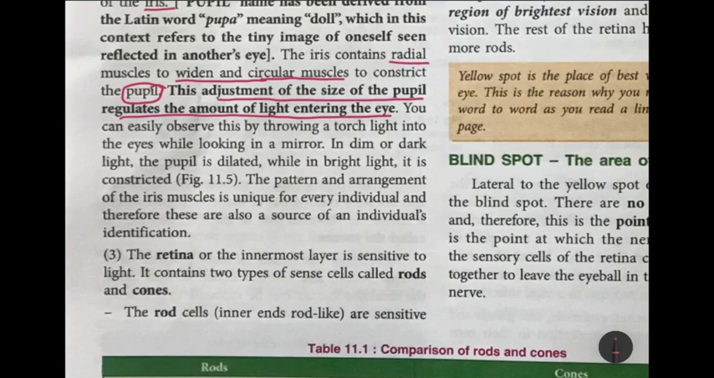So the pupil sometimes has to be bigger so that more light can enter. That happens in the dark. And then it has to constrict. The hole must be smaller so that less light enters. That happens in bright light.